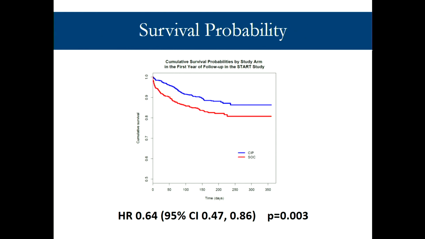Here you see the cumulative survival probabilities by study arm, and in red you can see survival probability in the SOC arm, and in blue in the CIP arm. And as you can see, there was a 36% reduced hazard of death in the CIP arm, and this was statistically significant.